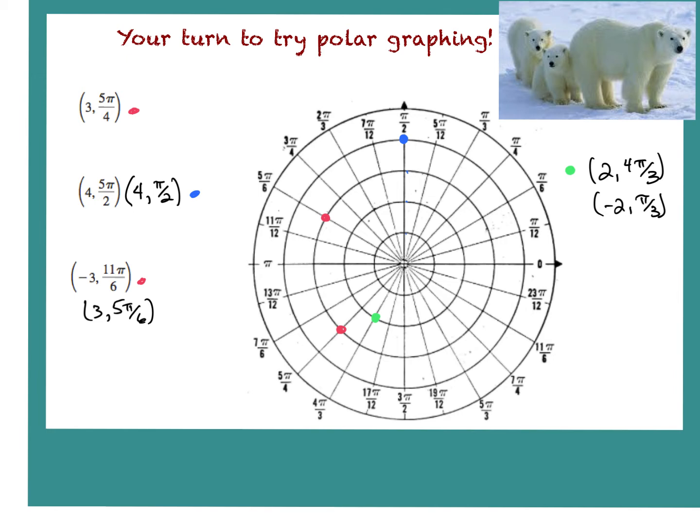Skipper. 2, negative 2 pi over 3. Good. 2 comma negative 2 pi over 3. So he went backwards with his angle. All right. All of those are at that green polar pair. All right. Pretty good.